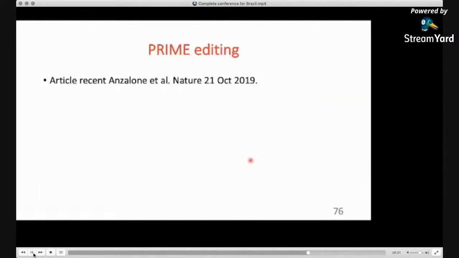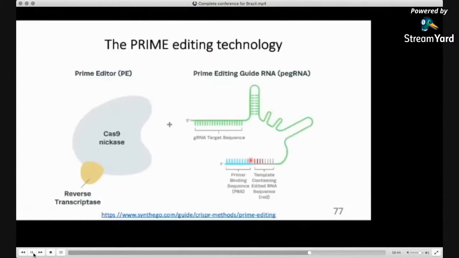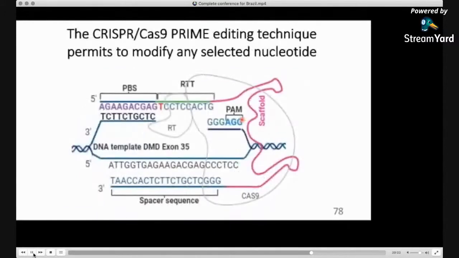A new fantastic technology called prime editing has recently been developed by Anzalone et al. It permits, in principle, to replace any nucleotide by any other nucleotide. The prime editing technology uses a Cas9 nickase fused with a reverse transcriptase. It also requires a prime editing guide RNA known as a PEG RNA. The PEG RNA is essentially a prolonged single guide RNA.